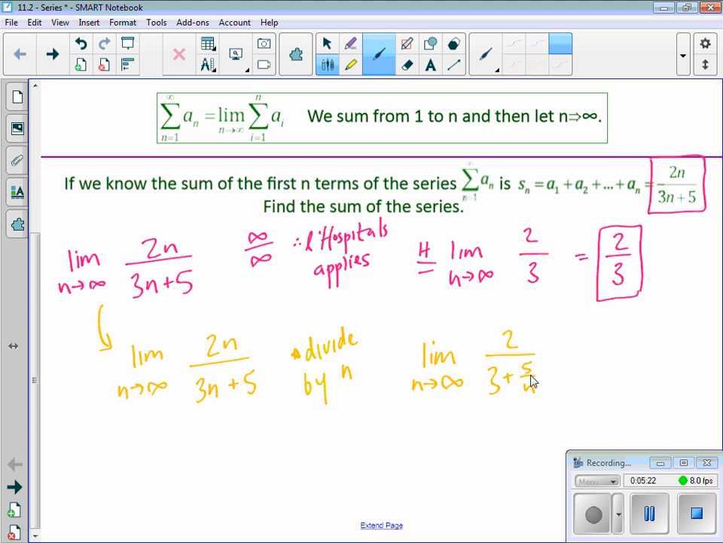And then what happens to that 5 over n? It goes to 0. So you should get the same thing no matter which way you do it. And you should be able to do those type of things pretty efficiently. So sometimes L'Hopital's is super quick and easy, and then sometimes L'Hopital's would take forever, so then you want to remember that dividing one, okay? So questions on page 1?